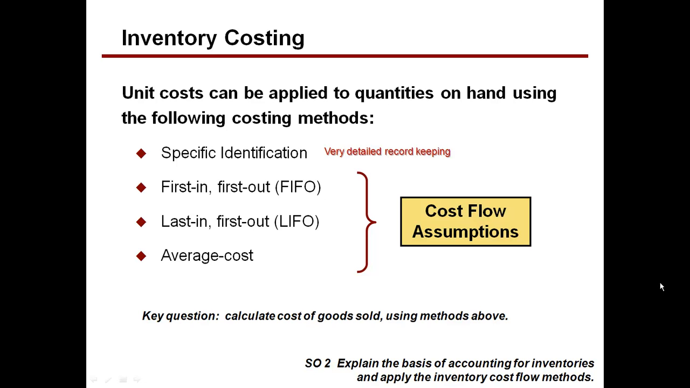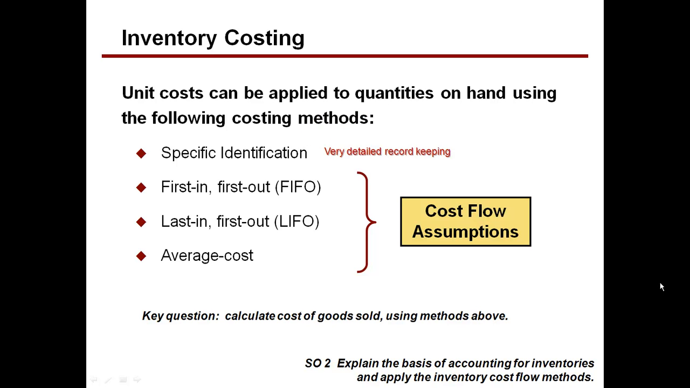These are the four methods that we'll be discussing in this chapter. The specific identification method is one that we'll not be spending time on. As indicated, this is a very detailed record keeping. It's only indicated in cases where inventory is of high value.